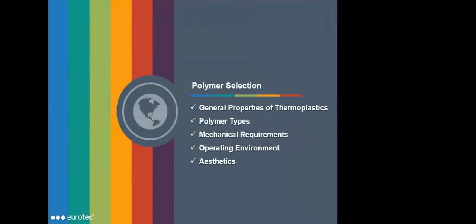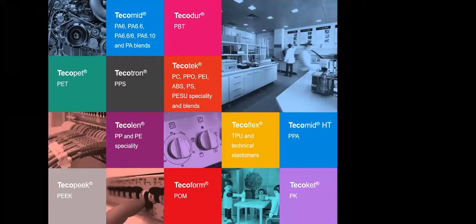In this part, we will look at general properties of thermoplastics and polymer types. We will touch on their properties such as mechanical, operating environment, and aesthetics. As Eurotec, we produce technical thermoplastics that offer intelligent solutions based on innovative and tailor-made products for a wide variety of industries. We have a wide polymer range to find a solution for customers' demands or their needs. We can offer many grades, from elastic materials like TPU to high-performance plastics like PEEK. Our main brands are Tecomid and Tecodür, which are trade names of polyamides and PBT, respectively.